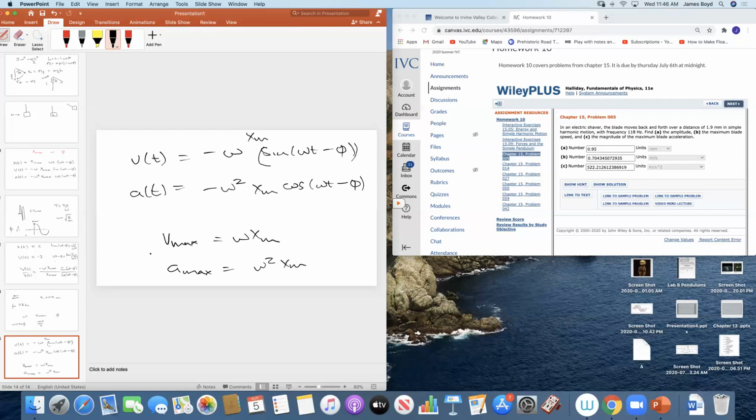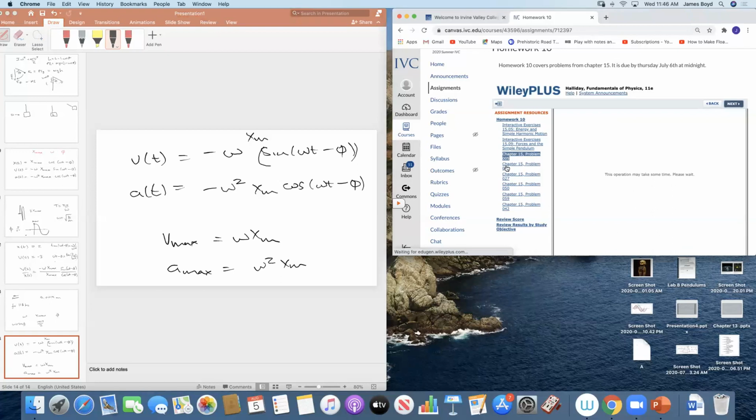This is usually something that you're asked. We looked at that yesterday, a little bit in the lab too. But those are the A max and the V max. So your first thing that you do is find omega, find phi, and find x max, unless you are already given them. And then usually you're asked to find A max and V max, right? It's not too hard.